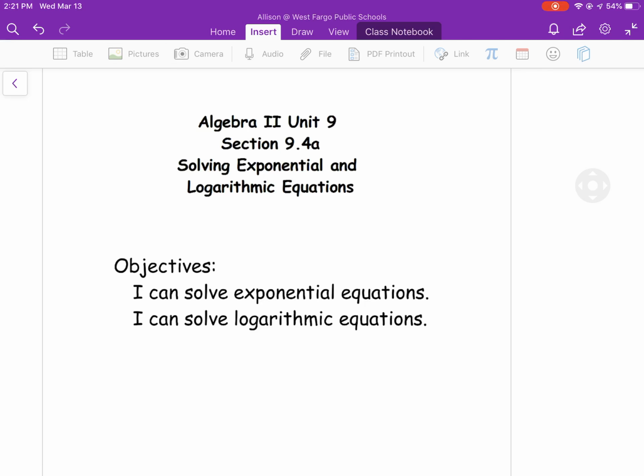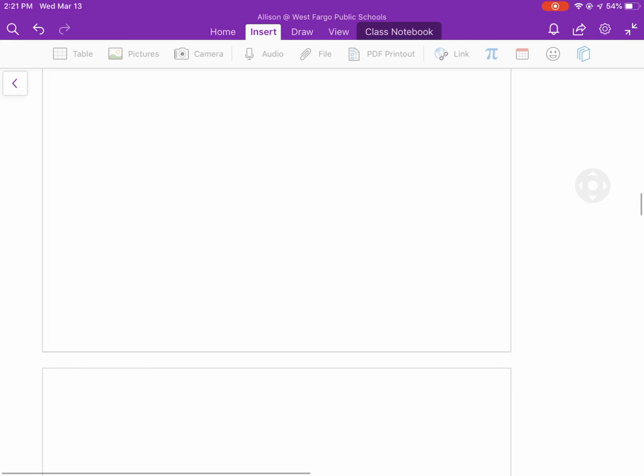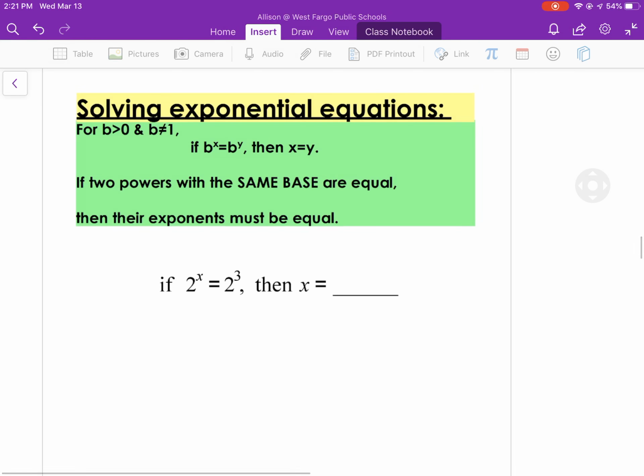Section 9.4a is on solving exponential and log equations. So that's what we're going to be focusing on in this video. I'm going to skip the review questions just for this video, and I'll post those on the notes.